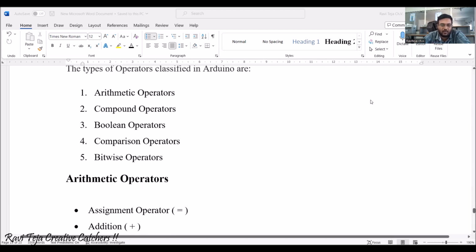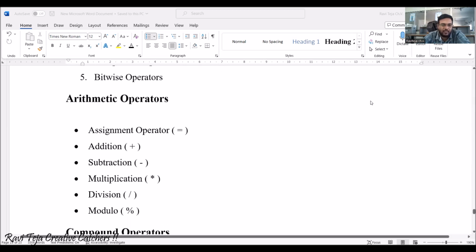Now let's see all the operators one by one. Coming to arithmetic operators, these are the most famous operators. Almost everyone knows about these arithmetic operations. With respect to Arduino programming, they include the assignment operator, denoted by equal to, addition with respect to plus, subtraction with respect to minus, multiplication with respect to star, division with respect to slash, and modulo with respect to percent. These are the most famous arithmetic operations which are very much applied in Arduino programming.